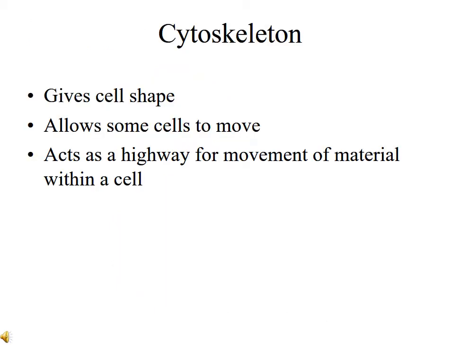Now, a cell is not just a flabby material that looks like a little balloon full of jello. The cell has a cytoskeleton, which gives it shape. And also, the cytoskeleton allows the cell to move because you have single-celled organisms like amoeba that move. The cell also has a cytoskeleton for the purpose of movement of material within the cell. Essentially, the cell has a highway system for movement of material that is being produced, being processed, and so on.